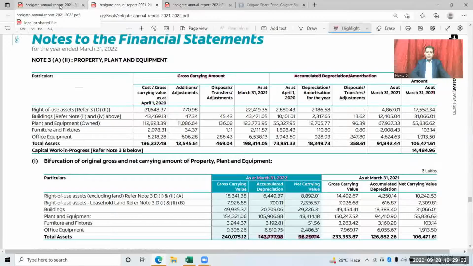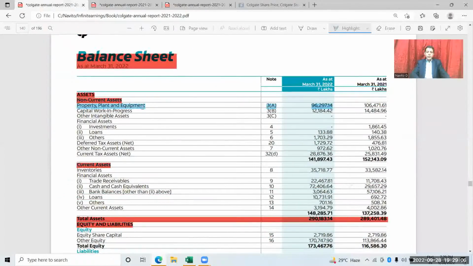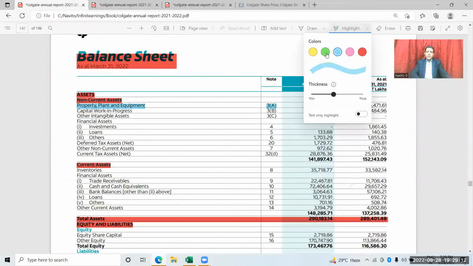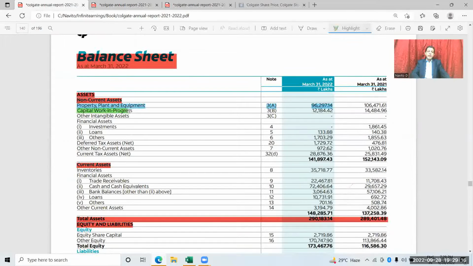So now that we have seen the property, plant, and equipment, let us go into capital work in progress. So this capital work in progress is what the company has invested towards creation of long-term assets. Now this capital which has been invested may have been aging since 1 year, 2 years, 3 years, whatever it might be. But it is the capital which has been invested for creation of long-term assets. Hence, it comes under non-current assets. And details can be found under section 3B. And the value carried is 12,184.42. Other intangible assets, there is no value for Colgate Palmolive.